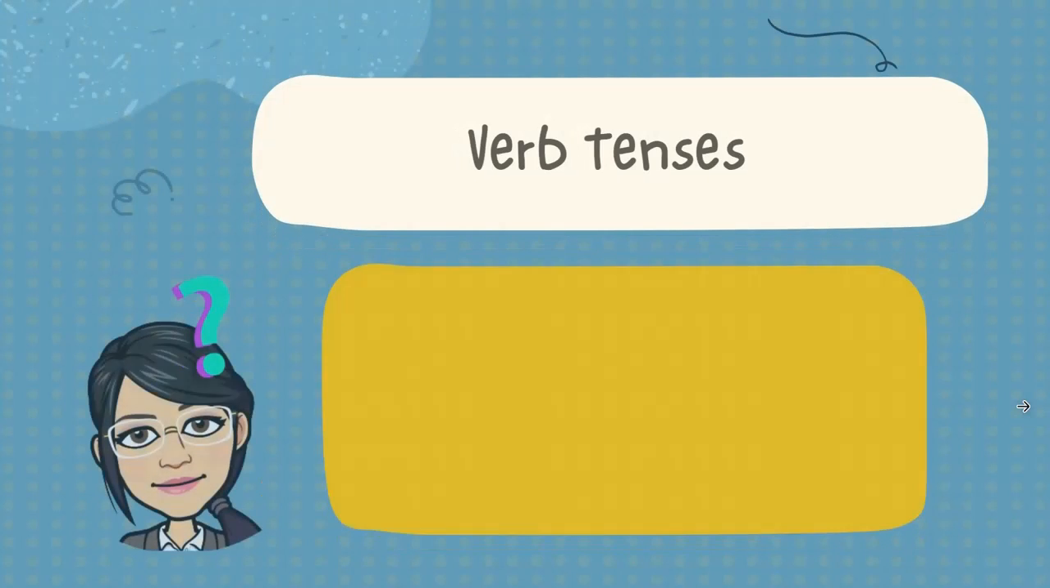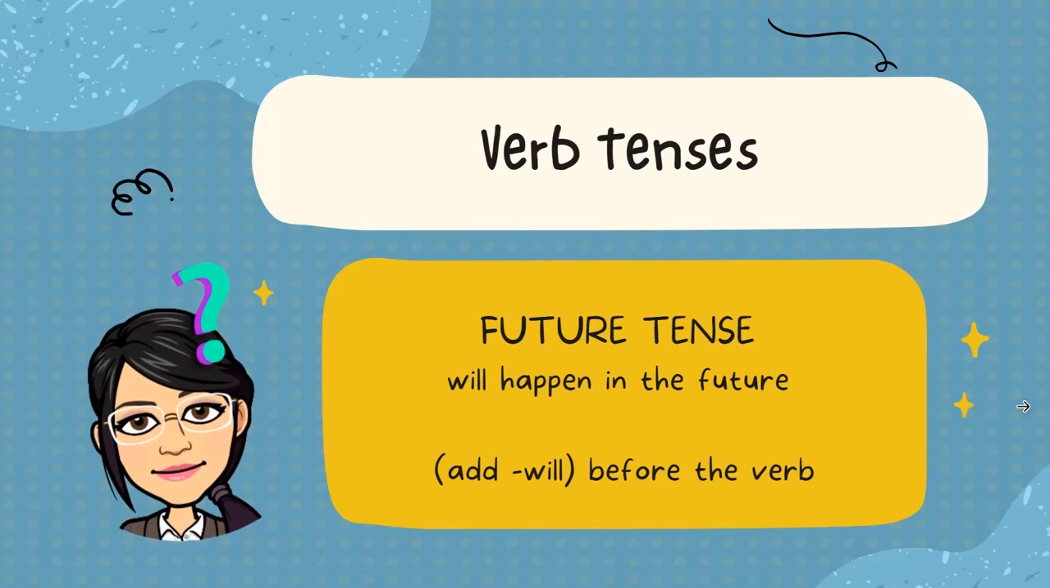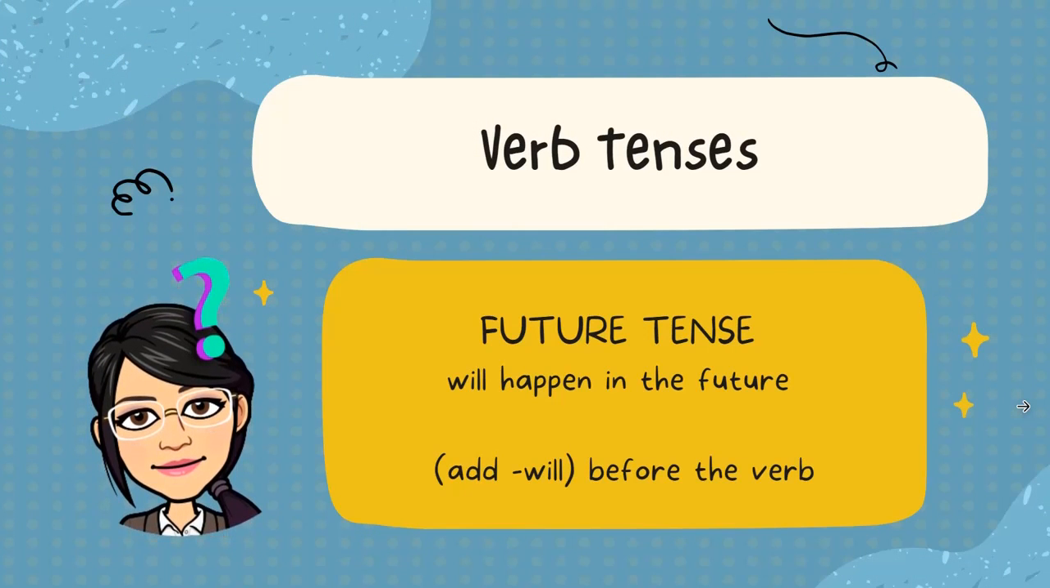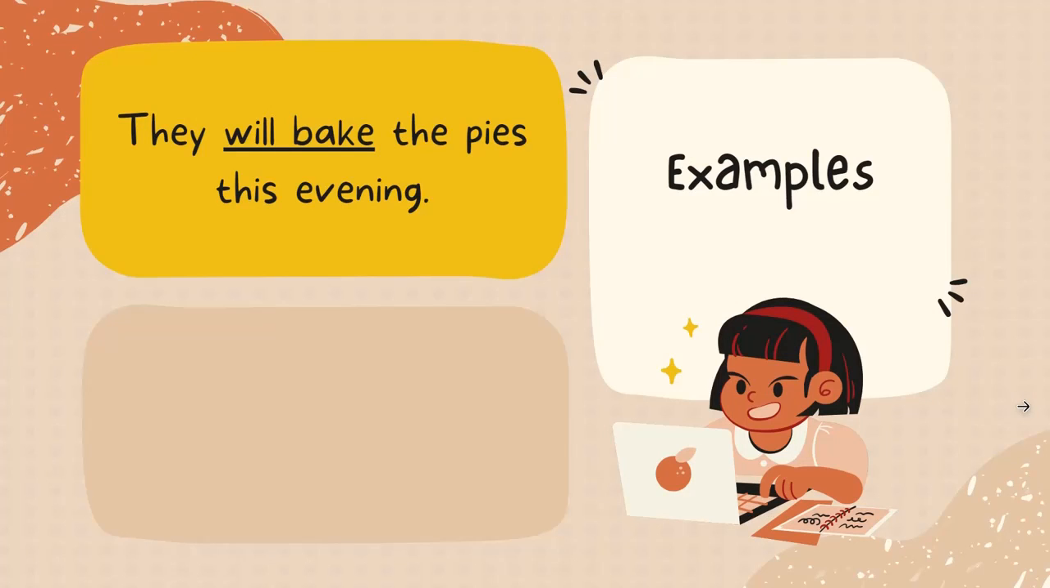The last simple verb tense is the future tense. It means it will happen in the future. Here you will add will before the verb. For example, they will bake the pies this evening.